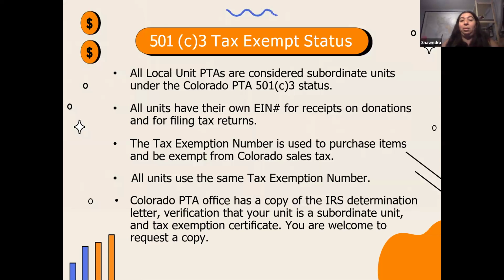The tax exemption number is used to purchase items and be exempt from Colorado state taxes. All units should use the same tax exempt number, which is for the Colorado PTA. The Colorado PTA has a copy of the IRS determination letter, verification that your unit is a subordinate, and the tax exempt certificate. So you're welcome to request a copy of that from the Colorado PTA so that you can use that as you're purchasing things for the PTA or with PTA funds.